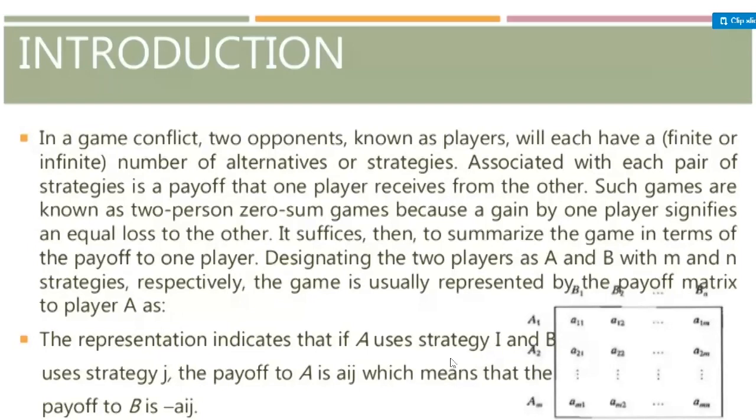Such games are known as two-person zero-sum games, because a gain by one player signifies an equal loss to the other. Designating the two players as A and B with M and N strategies respectively, the game is usually represented by the payoff matrix to player A. The representation indicates that if A uses strategy i and B uses strategy j, the payoff to A is Aij, which means that the payoff to B is negative Aij.